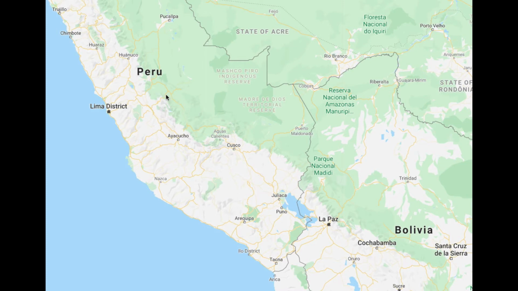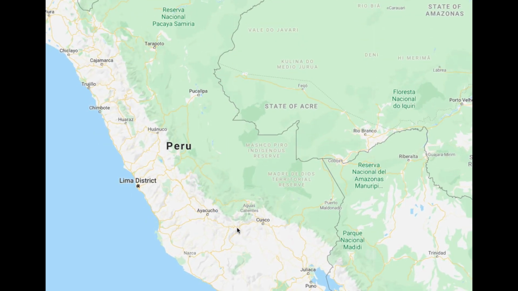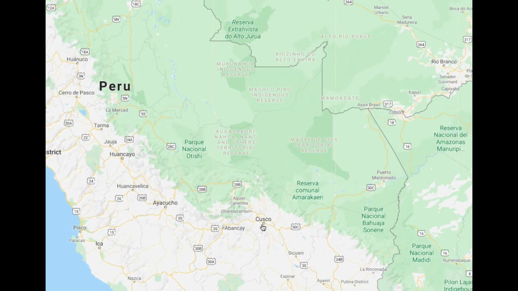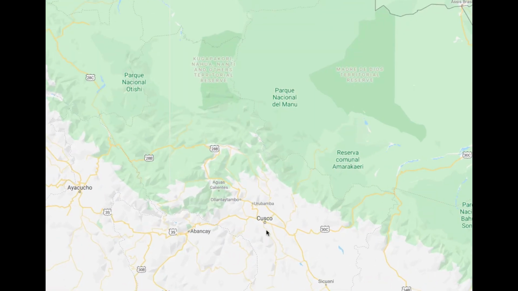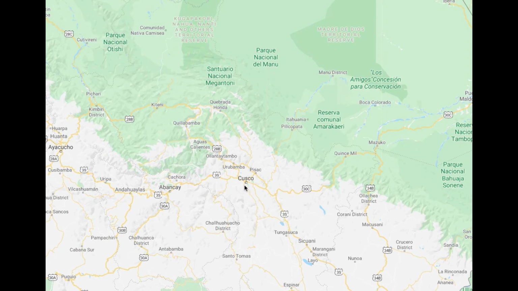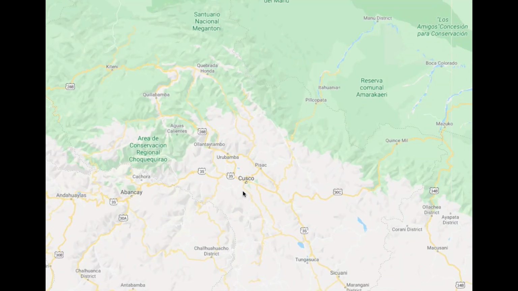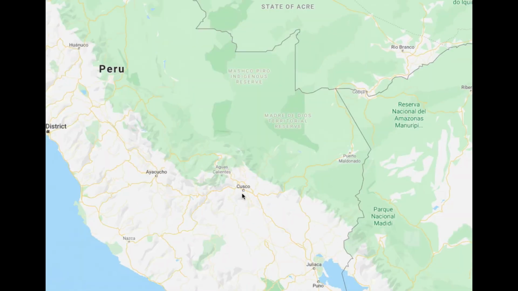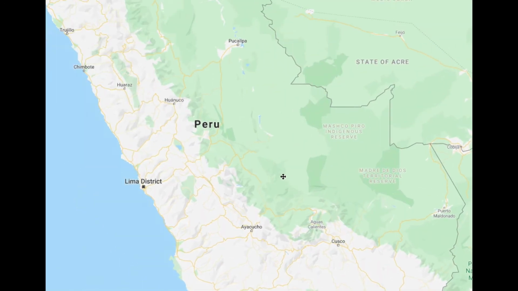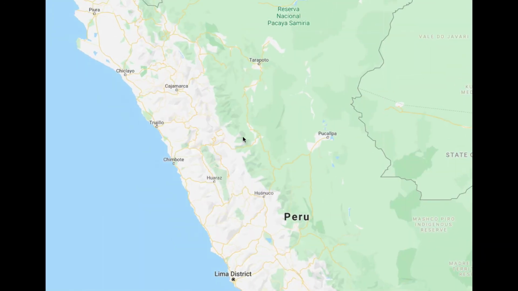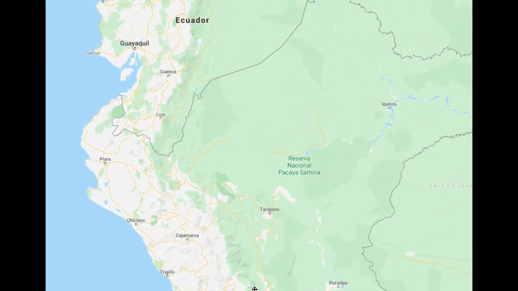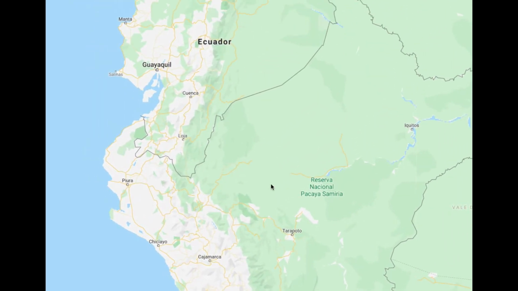Arequipa is another big city, and then we have Cusco, which is maybe the most famous and most visited city in South America, for its history and the historical lines in the desert of Peru, which are not right there, but Peru is quite famous for that part. Now let's go over to Ecuador.